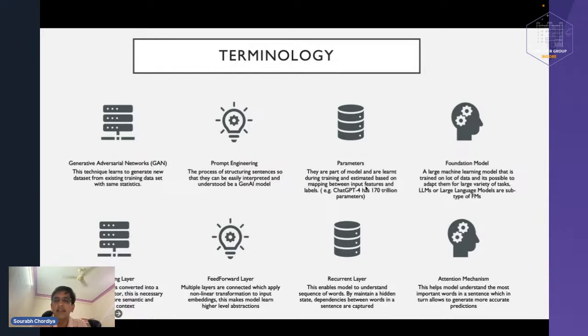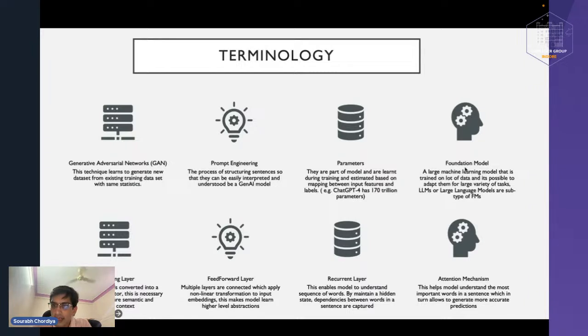So in machine learning, anything that you give as an input is a feature, and anything that is expected as an output is a label. So the ChatGPT 4, which is actually not out yet, right? ChatGPT 3 is what we are primarily using, itself has 170 trillion parameters. Okay, 170 trillion, you can think of the scale and the machines that would need to run behind it to actually consume these parameters. Yeah, so that's what parameters are.